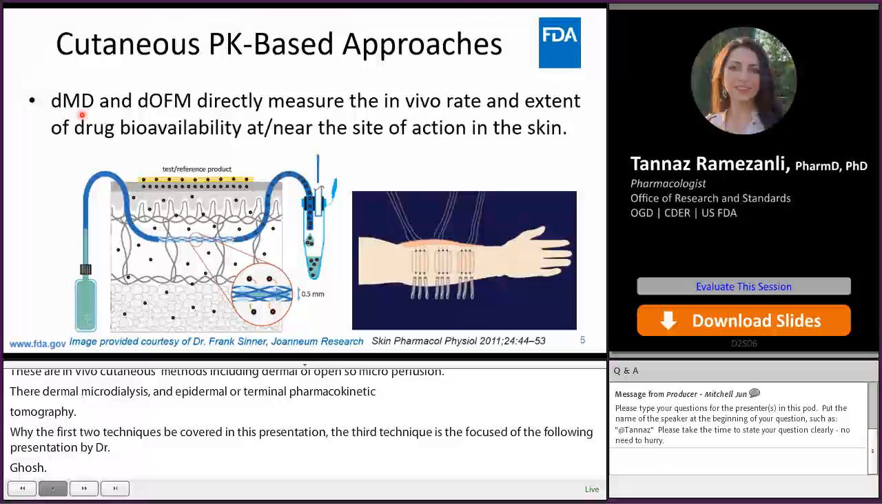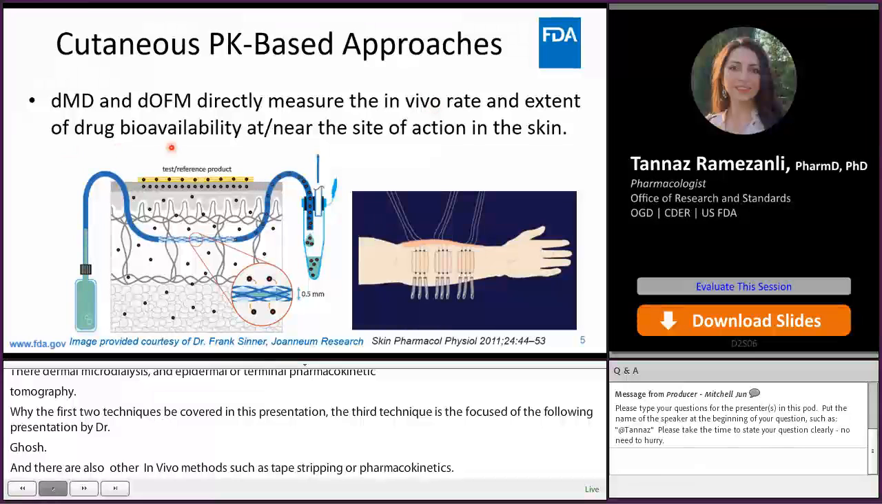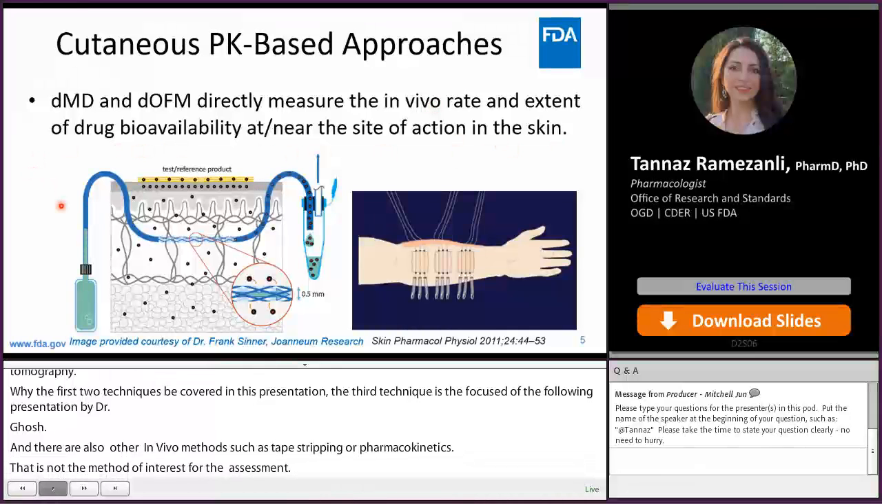DMD and DOFM are sampling techniques that can directly measure the in vivo rate and extent of drug bioavailability at or near the site of action in the skin. In both techniques, we have a thin tube, also called a probe, that is inserted into the skin, passed through the dermis, and a physiologic solution is perfused into these probes and is collected from the other side.